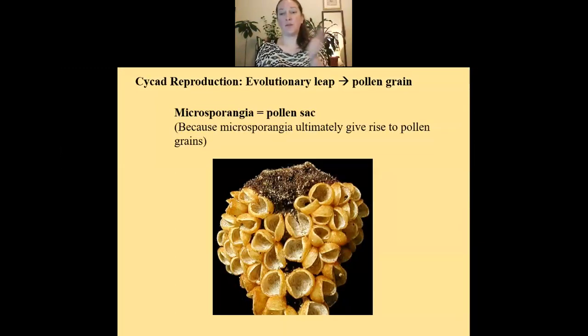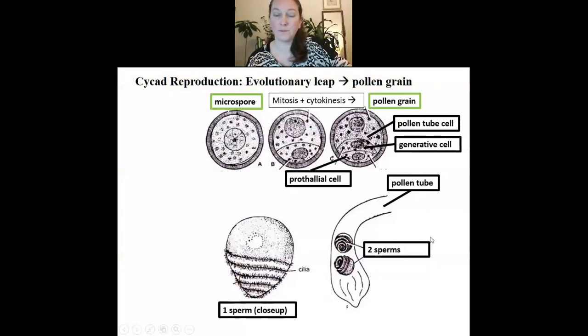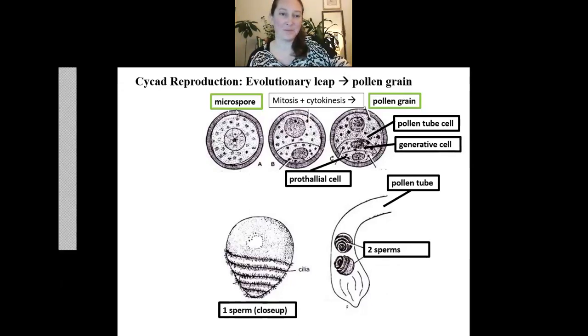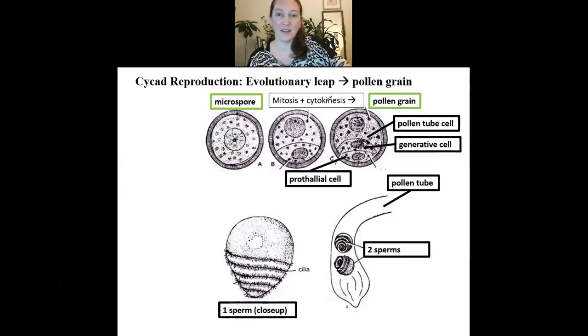Because the Microsporangia produces ultimately the pollen grain, another word for the Microsporangia is pollen sack. So there's a question, so that long figure is pollen. Let's go back. So this structure here, I should annotate. So this whole thing is a pollen grain.